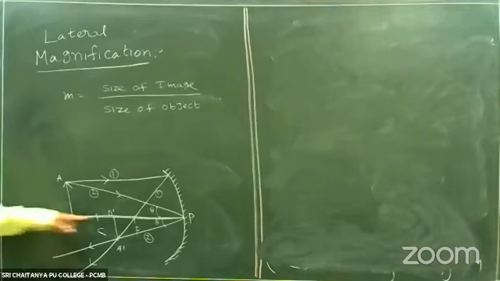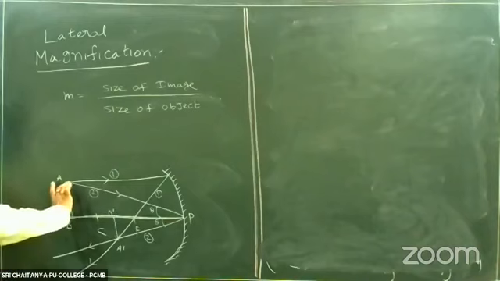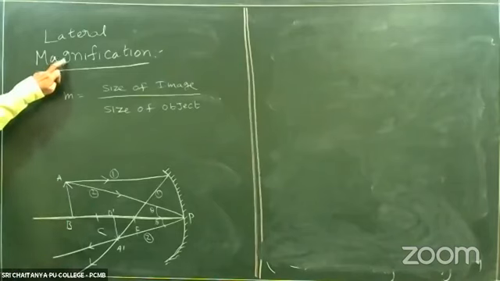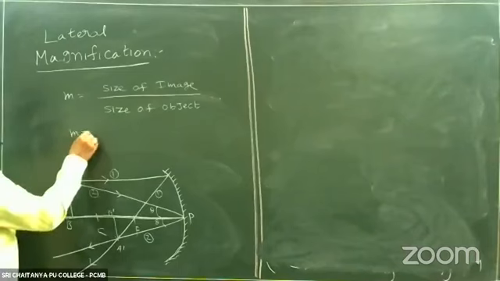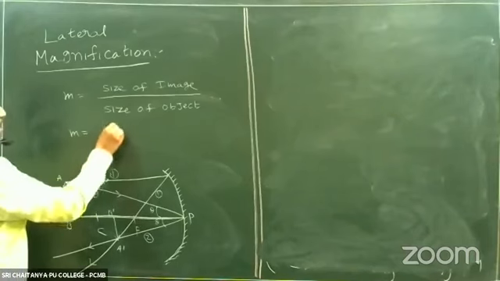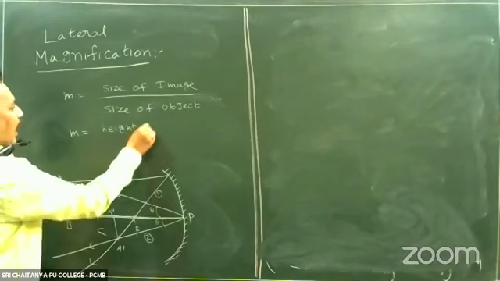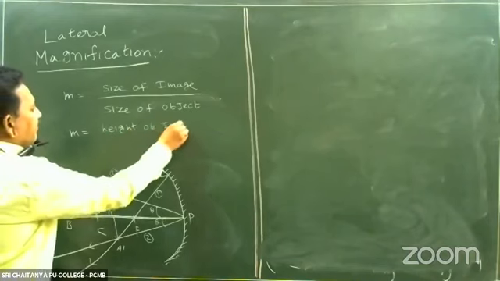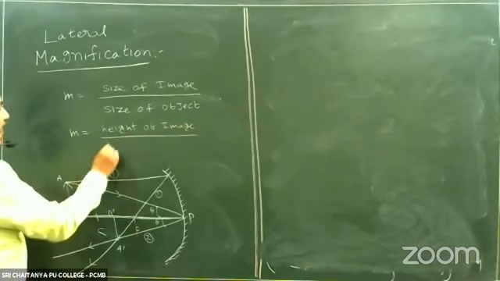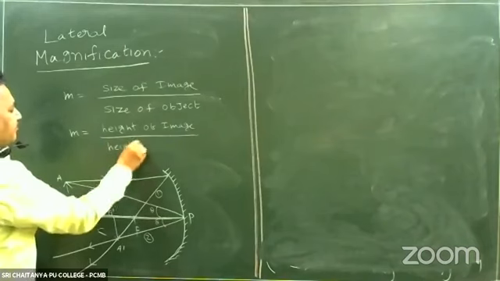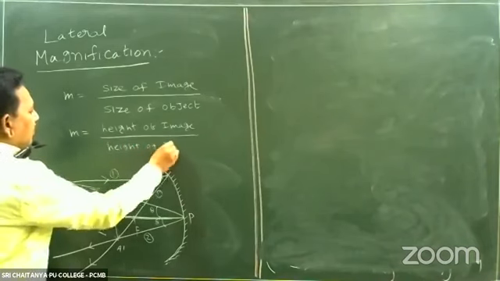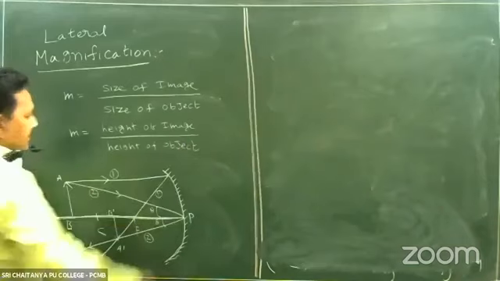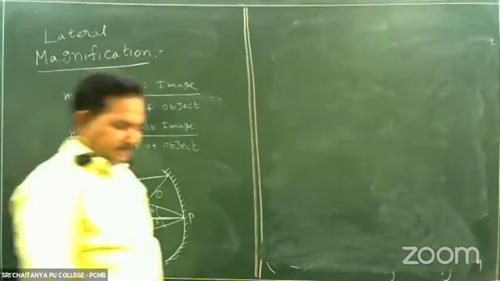See here, this is the principal axis. The object is kept perpendicular to the principal axis. That's why it is called lateral magnification. So here I can write, instead of size, because it is kept upright, height of image by height of object. Height of image by height of the object.